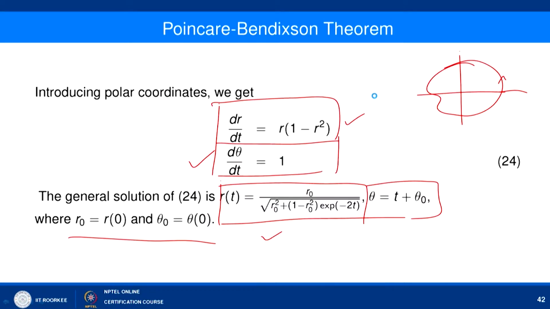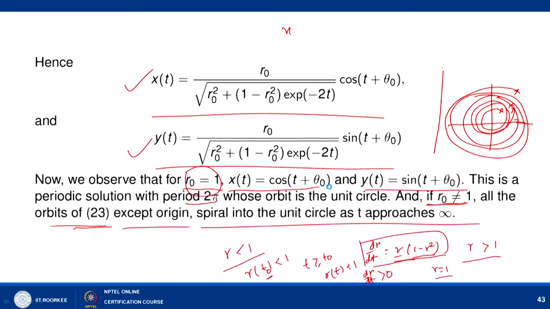If you look at here, r t equal to r naught upon the square root of r naught square plus 1 minus r naught square times exponential of minus 2 t. So, as t tends to infinity, this exponential term will tend to 0. So, it means that r t will be r naught upon under root r naught square, which means r t is equal to 1 only. So, the limiting behavior as t tends to infinity is that r t will reach 1. That is clear from this also.